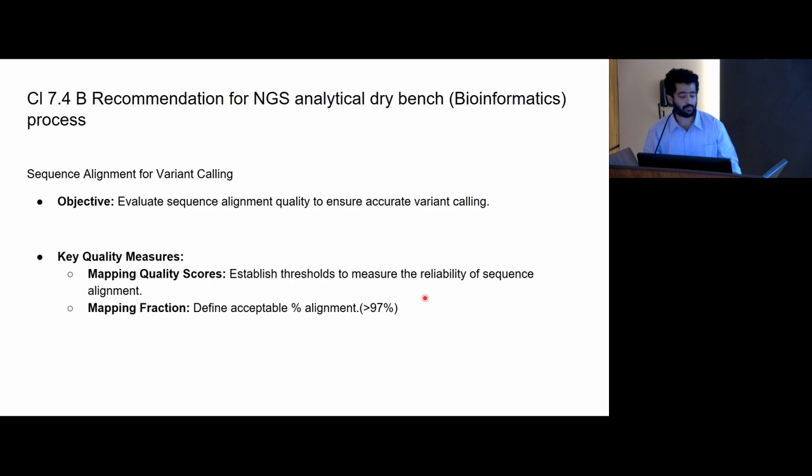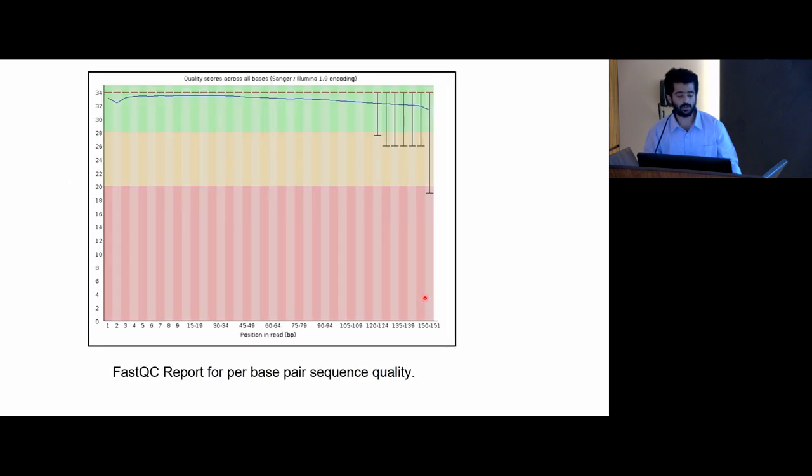And the third important point is the base quality score. For base quality score, I have put a screenshot of a QC report for per base sequence quality. So basically on your y-axis is the quality score, which is the Phred score here, denoted from Q2 to Q34. The green region symbolizes good quality bases, the yellow region symbolizes approximately medium quality bases, and the red one is the poor quality bases.